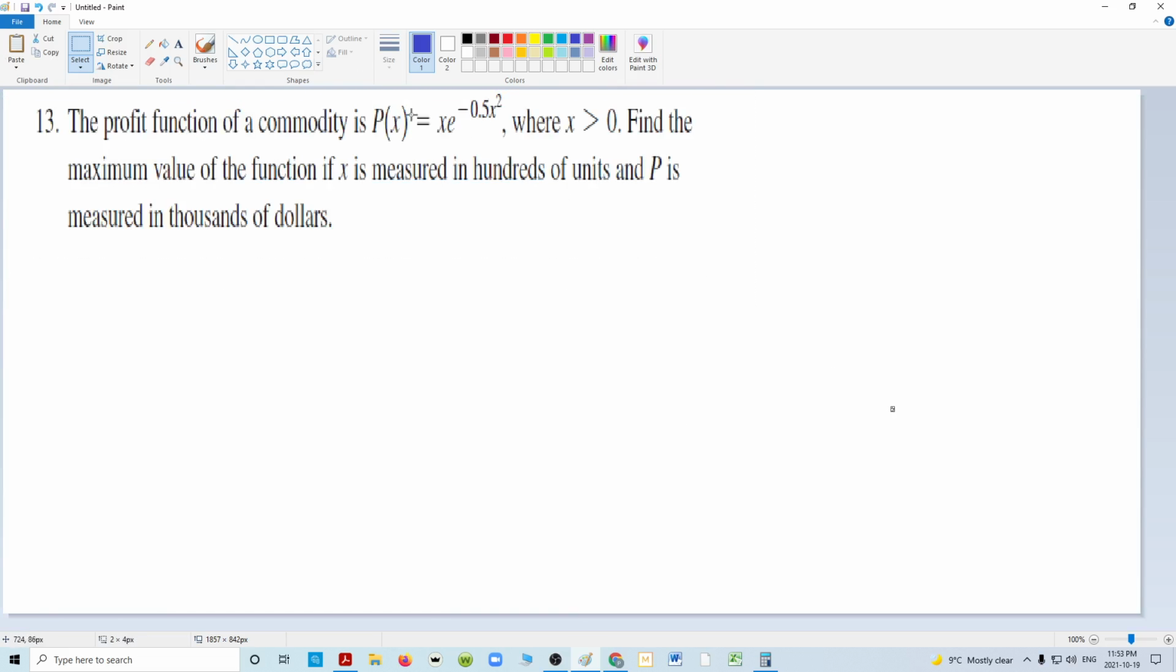So we have a profit. Try to remember profit is revenue minus cost. And it's very interesting and similar to the one we just did where x is bigger than 0, so they're only starting at 0. When x is 0, it's clear this whole thing's 0, so it goes through 0, 0. Find the max value of the function if x is measured in hundreds of units and p is measured in thousands of dollars.